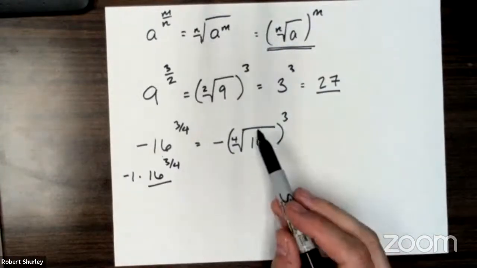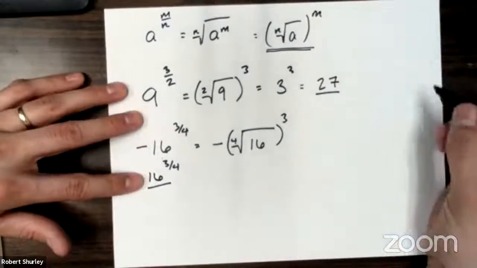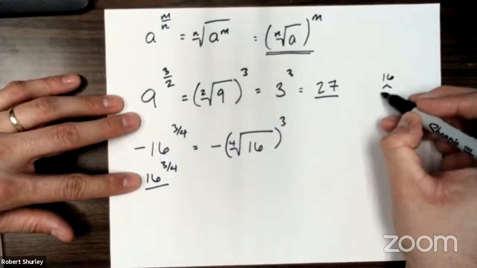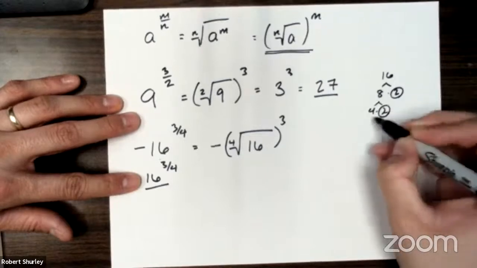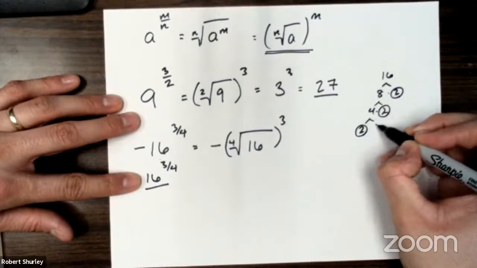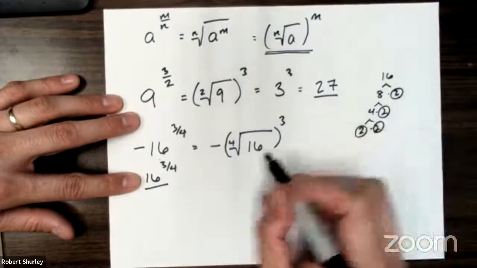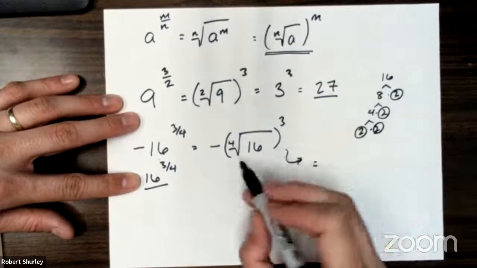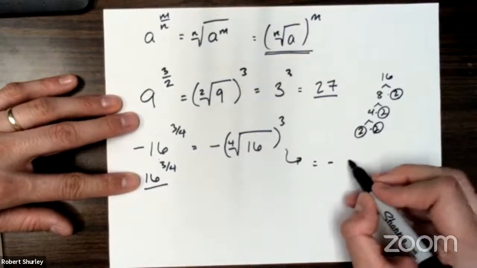Okay, so I've got to find the 4th root of 16, and if you're like, man, I have no idea how to do that, well, we can use a little factor tree over here. 16 is what? 8 times 2, 4 times 2, and 2 times 2. Notice there's 4 2's. We're taking the 4th root. Let me write this underneath here. So therefore, we wind up with the 4th root of 16 just being 2.